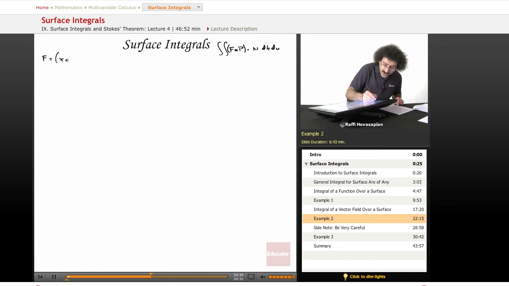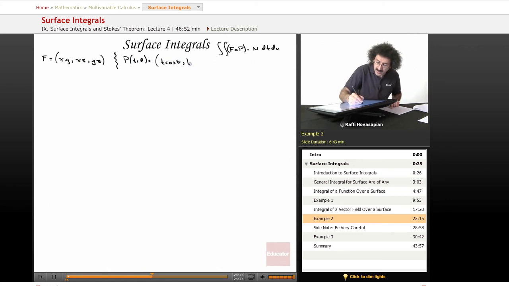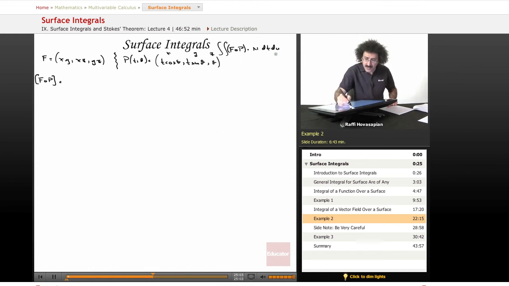So f is equal to xy, xz, and yz. And my parameterization of t and theta is going to be t cosine theta, t sine theta, and theta. Therefore, my f of p: this is my x, this is my y, this is my z. Let me go to blue ink here. Wherever I see x, I put this. Wherever I see y, I put this. Wherever I see z, I put this.